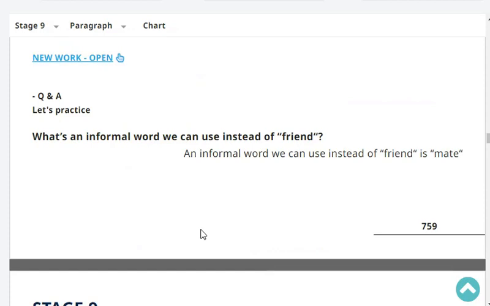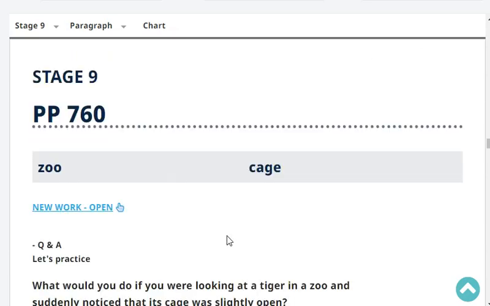Very good. What's an informal word we can use instead of friend? An informal word we can use instead of friend is mate. Very good.